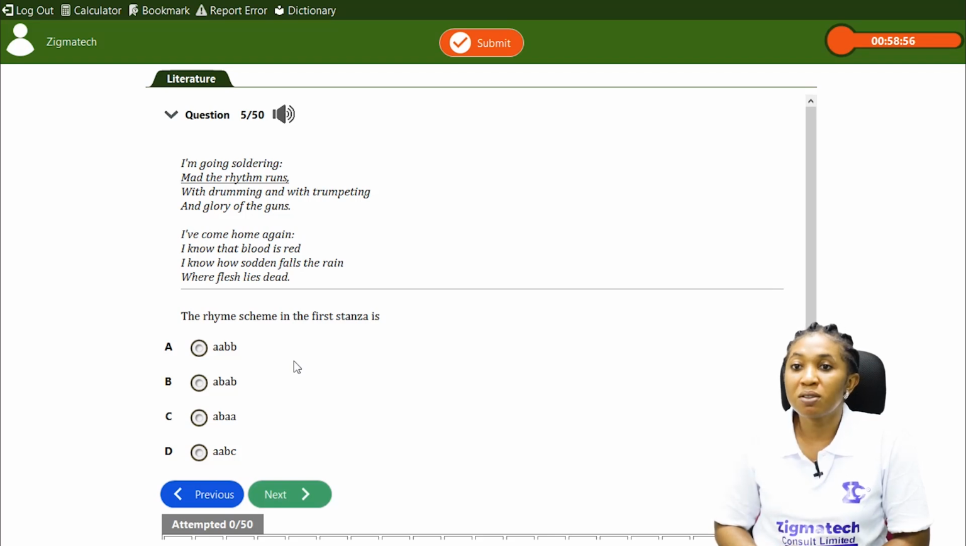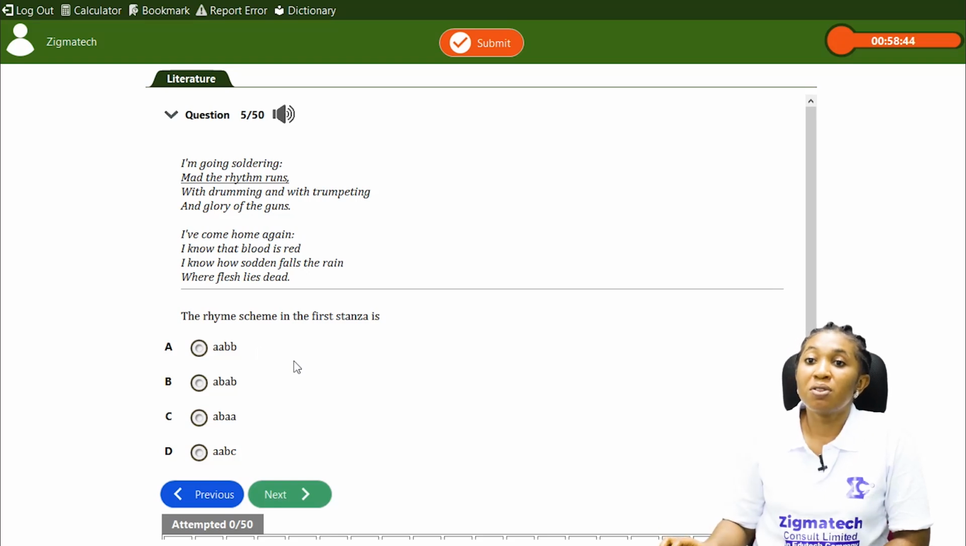In the first stanza, the first line ends with soldiering. The second line ends with runs. The third line ends with trumpeting. And the fourth line ends with guns. So we can say that the rhyme scheme is ABAB. So the answer is B.